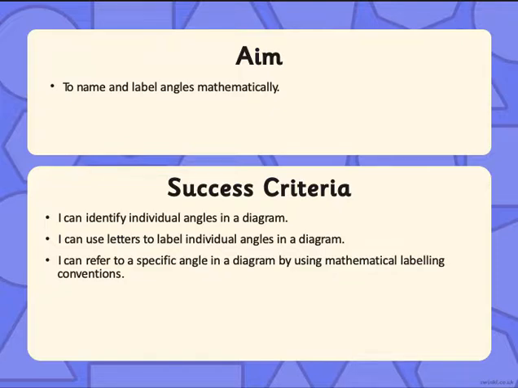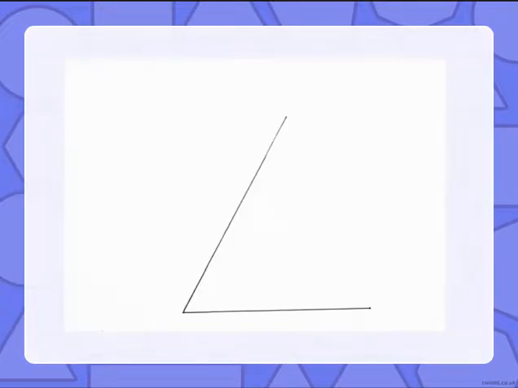We'll know that we can do this when we can identify individual angles in a diagram and refer to that angle using mathematical labeling conventions. Let me show you what I mean. If I gave you an angle on a piece of paper, I could tell you, look at the angle on the piece of paper, and you would know exactly which angle I'm talking about.